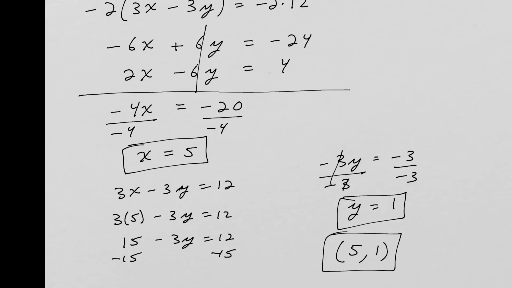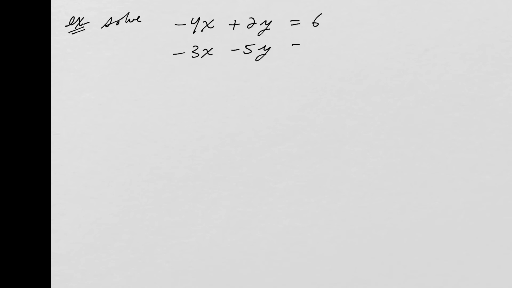Okay, here's another example. Let's say we want to solve this system. Okay, so first thing, it's already lined up, right? We don't have to move anything from one side to the other. My x's are lined up, my y's, and then my constants on the right-hand side. That's good. Okay. I want to eliminate one of the variables, right? In this case, one is not necessarily easier than the other.